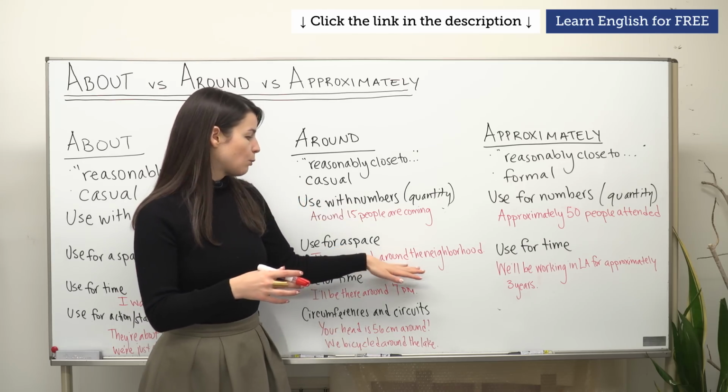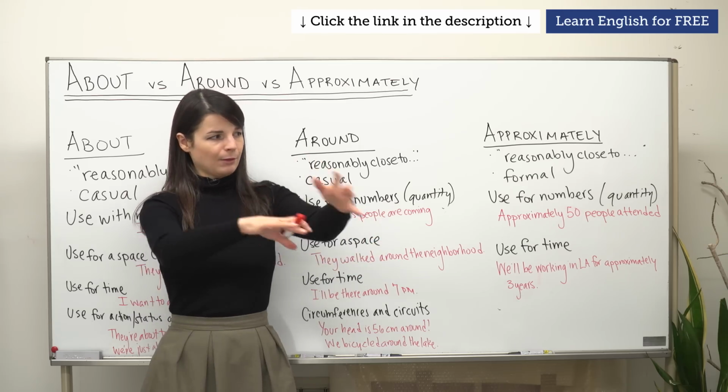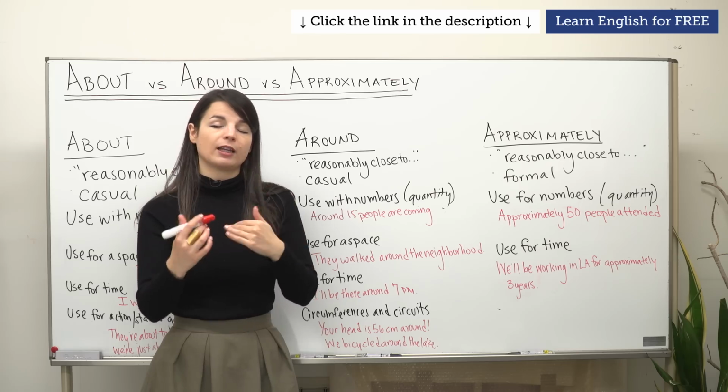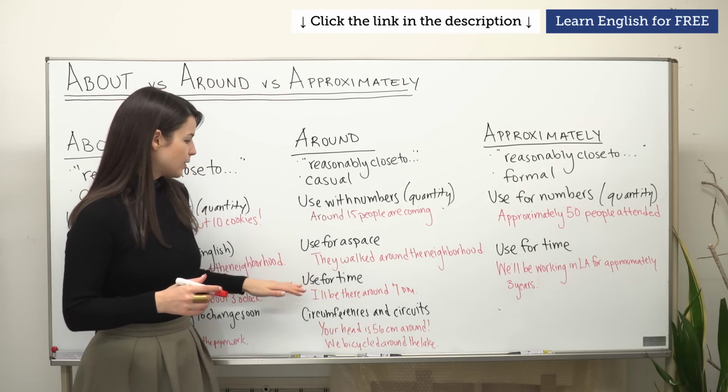When we use around in American English, it typically means, at least for a space, it means near a location. You might hear the word about used in British English, though. Let's go to the next situation.